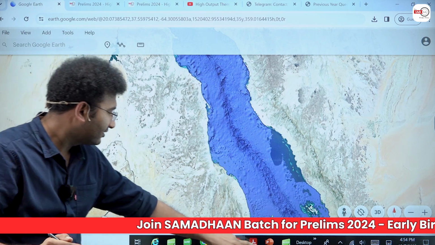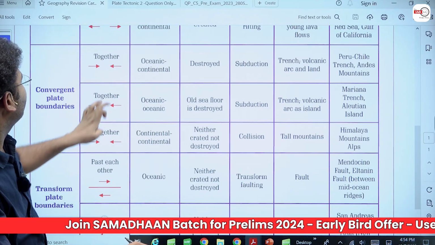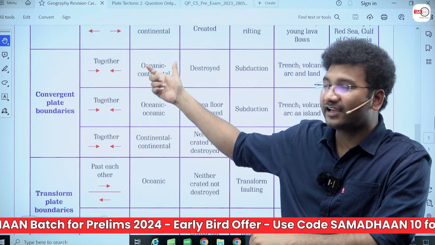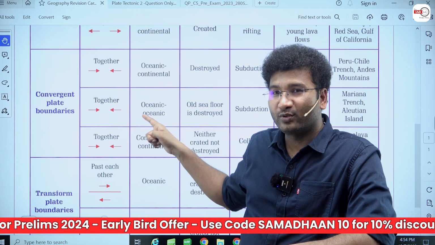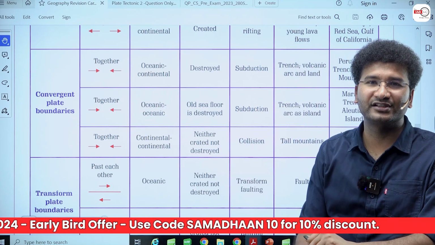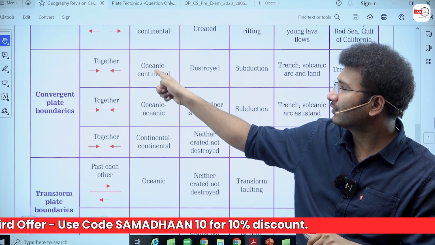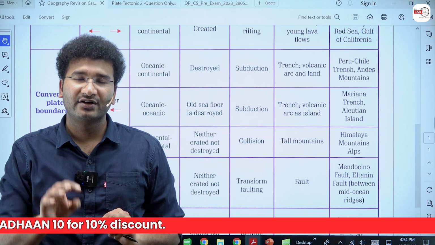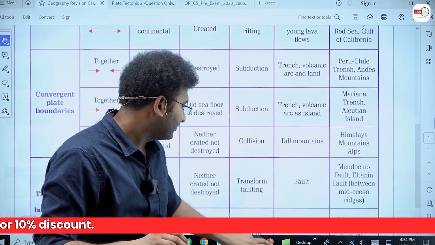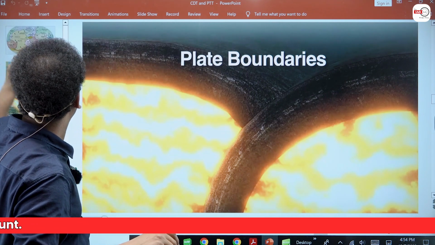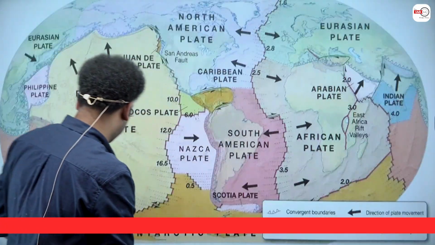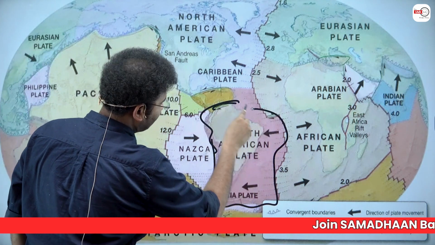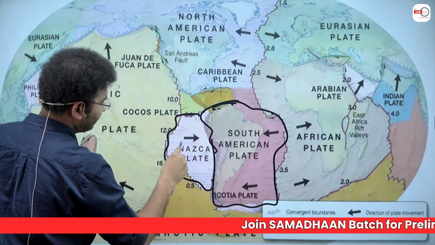Likewise, let's come to the convergent plate boundary. Now, in the convergent plate boundary, the convergence can be between ocean and continent, ocean and ocean, as well as continental convergence. Now, what is the best example for ocean and continent? The best example for ocean and continental convergence is your Nazca plate and your South American plate. Look here. This is your South American plate and this part of the plate is called the Nazca plate.